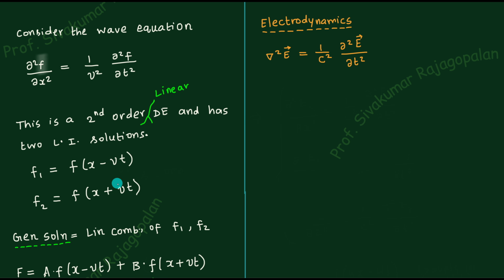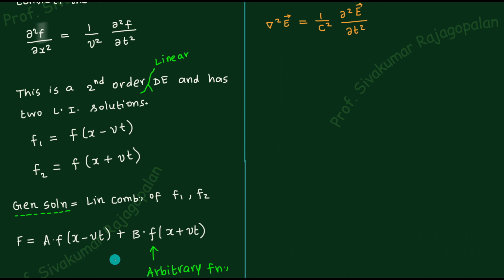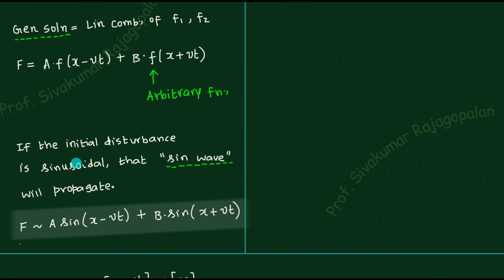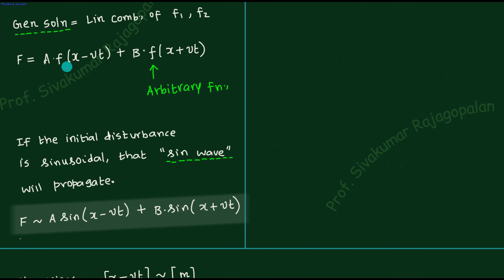Once you have the two linearly independent solutions, we can make use of the linear combination because the differential equation is linear. You can write a combination where f of x minus vt is the first solution and f of x plus vt is the second solution, and a and b are two arbitrary constants. This kind of combination is known as a linear combination.